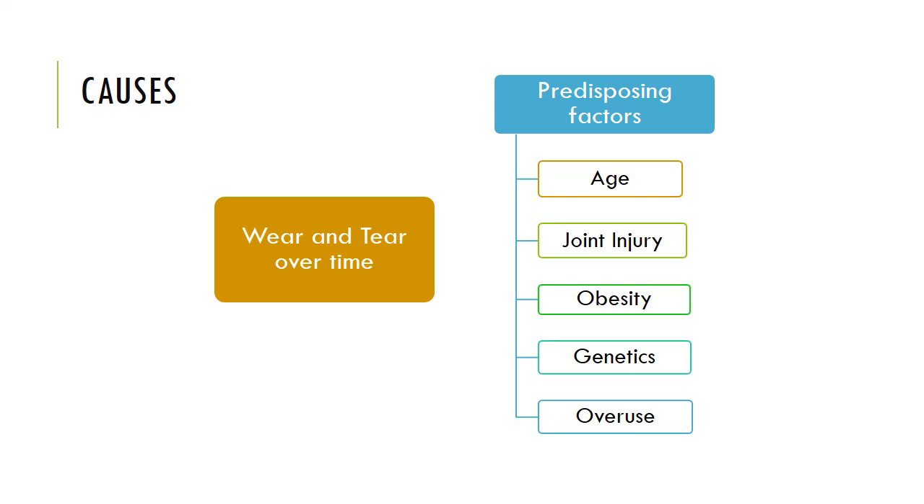Now, what causes osteoarthritis? It is primarily caused by the wear and tear of cartilage over time. Predisposing factors include age: the risk increases with age. Previous injuries can lead to osteoarthritis. Excess weight puts additional stress on weight-bearing joints. Family history can increase risk. And repetitive stress on joints from certain jobs or sports may increase the risk.